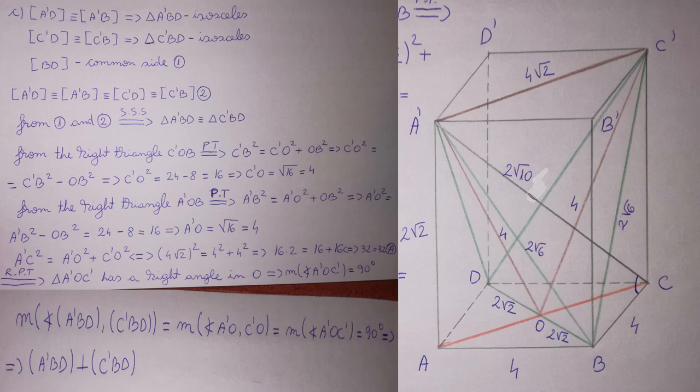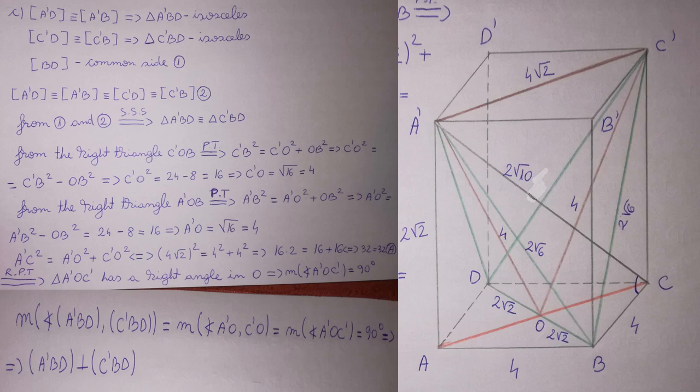The segment A'D is congruent to the segment A'B, which is congruent to the segment C'D, which is congruent to the segment C'B. We mark this statement with 2. From the statements 1 and 2, we have from the side-side-side criterion that the triangle A'BD is congruent to the triangle C'BD.